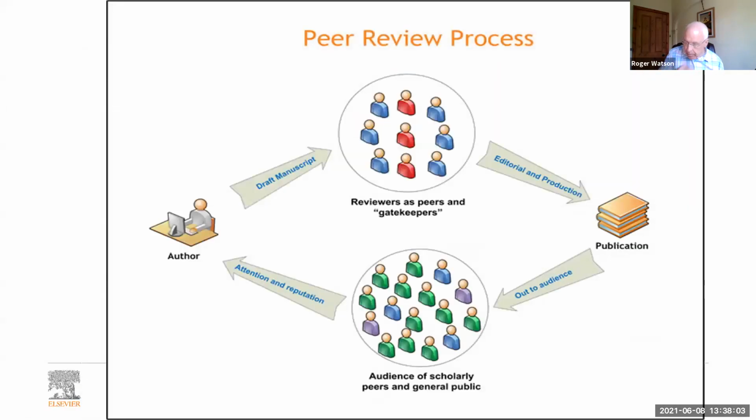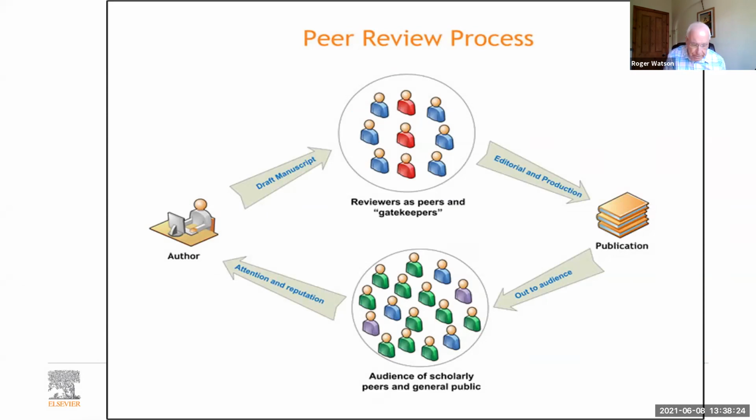Right, so that's everything I want to say about the impact factor. I want to just look very briefly at the peer review process. If you're lucky enough to get your paper through to an editor and the editor is happy to accept it, then the paper will be sent out for peer review.